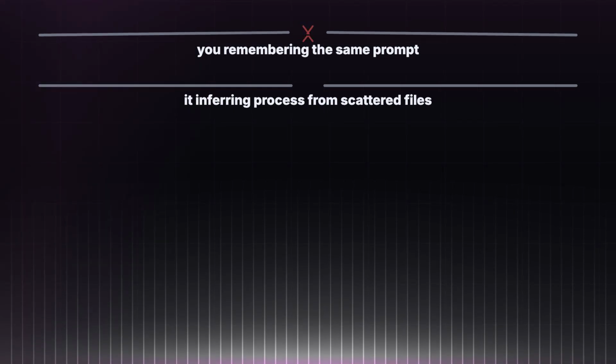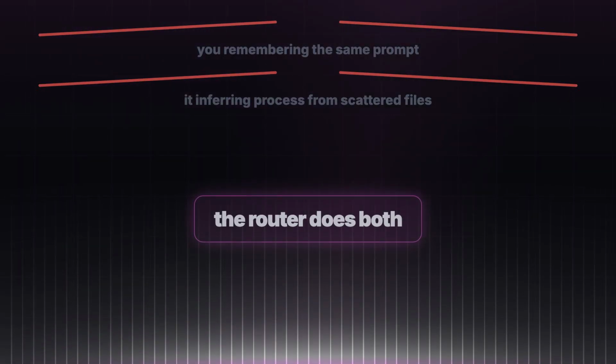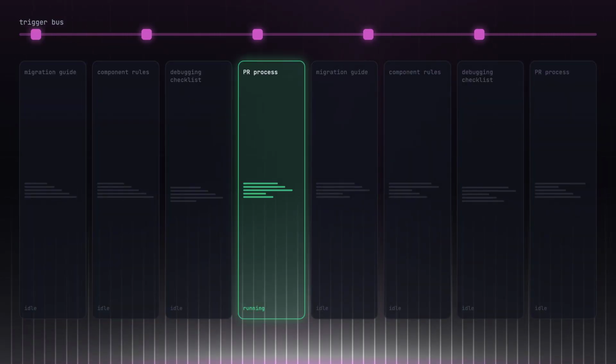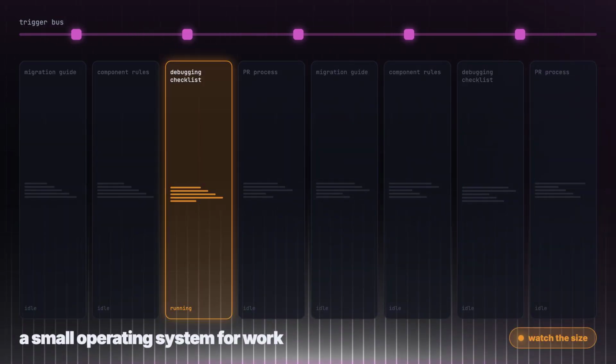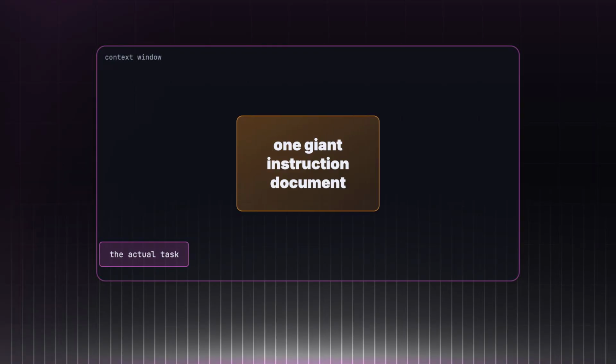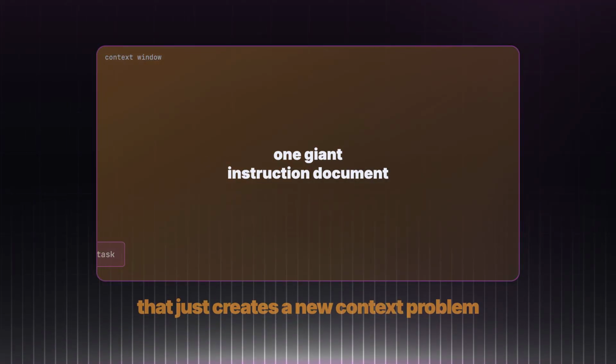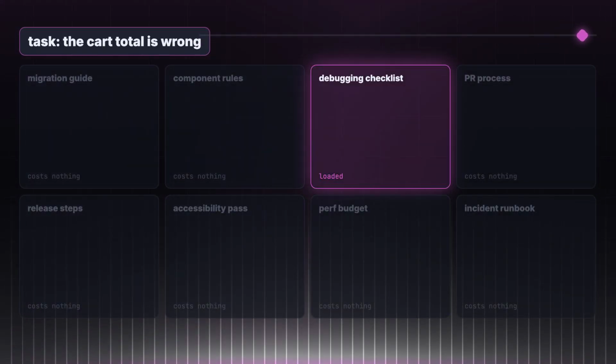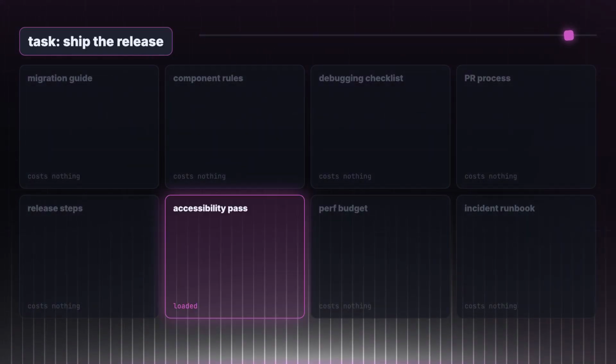The agent is not relying on you to remember the same prompt every time, and you're not relying on the agent to infer process from scattered files. This is where AI coding starts to feel less like prompting and more like building a small operating system for work. The important warning is size. Do not make one giant instruction document that just creates a new context problem. Make small procedures with clear triggers. The right instruction at the right time beats a huge instruction all the time.